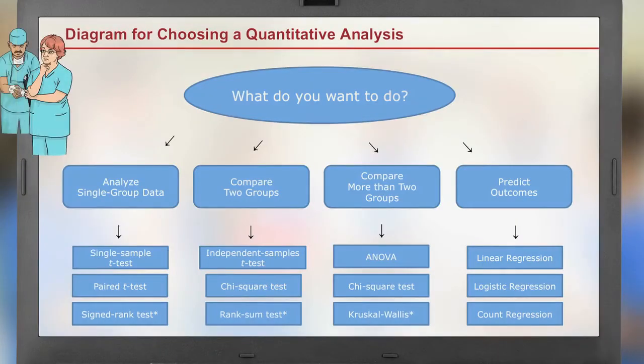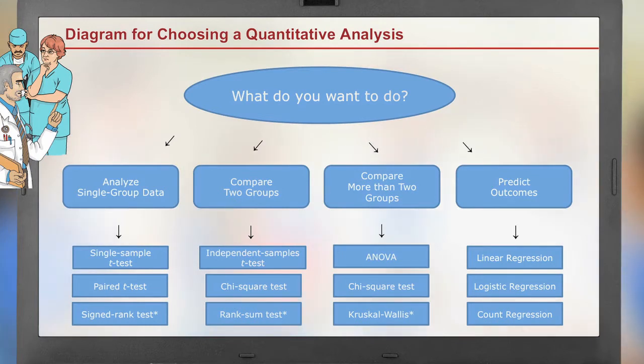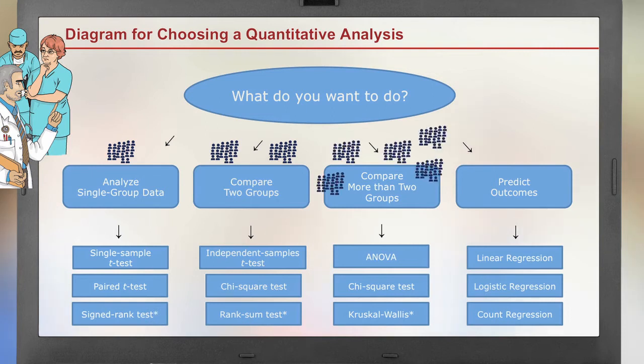This diagram provides guidelines for choosing a quantitative or statistical analysis based on your study design. Options for analyzing single-group data include a single sample t-test, paired t-test, and signed rank test. Options for comparing two groups include an independent samples t-test, chi-square test, and rank sum test. Options for comparing more than two groups include analysis of variance, a chi-square test, and the Kruskal-Wallis method. Options for predicting outcomes include linear, logistic, and count regression.